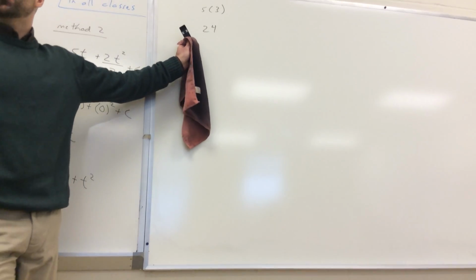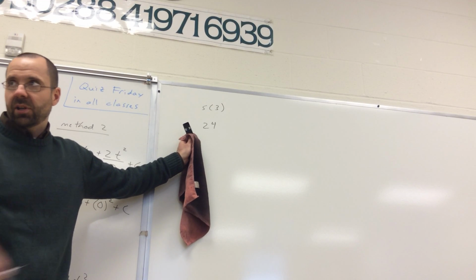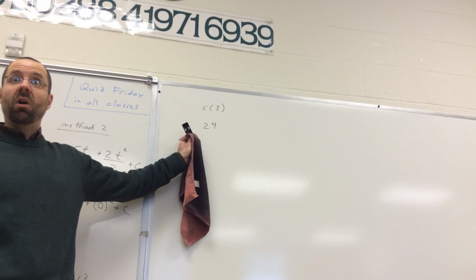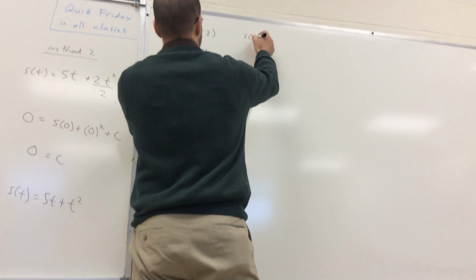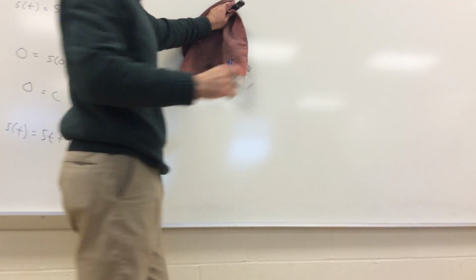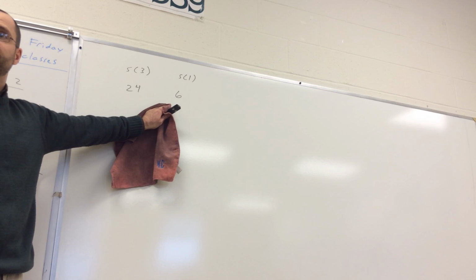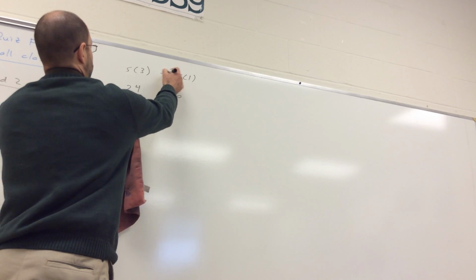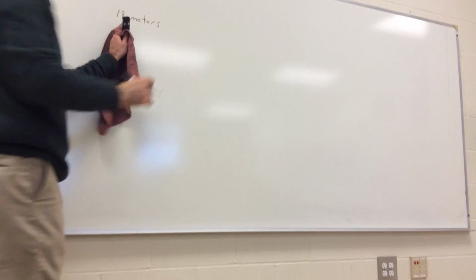So that means after 3 seconds, this particle is at, it's the number line, right? It's at position 24. And then if you plug 1 into this position function, you get 6. So that means after 1 second, it was at mile marker or meter marker 6. And so it went from 6 to 24. So then you can subtract those and figure out that it went 18 meters.